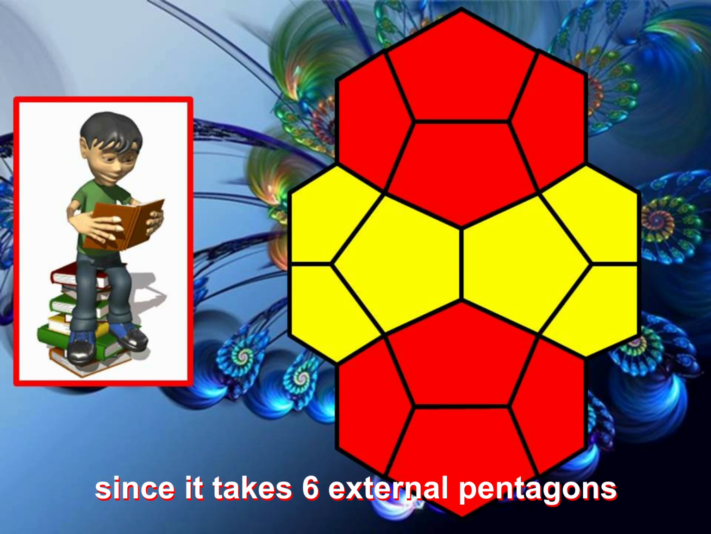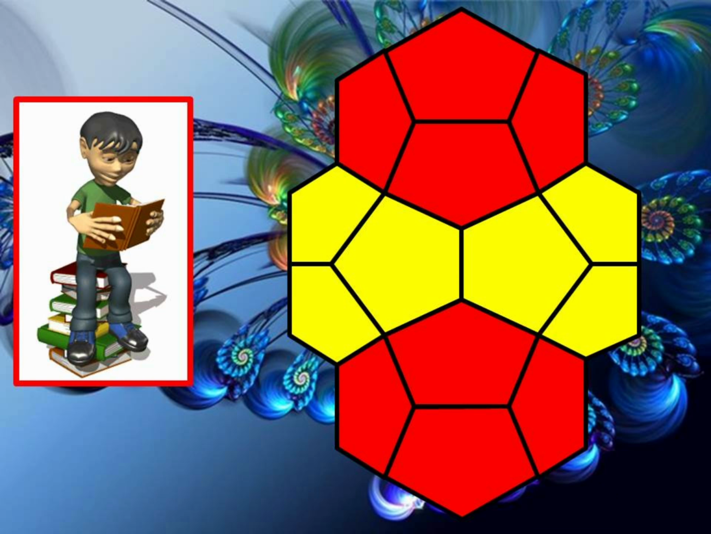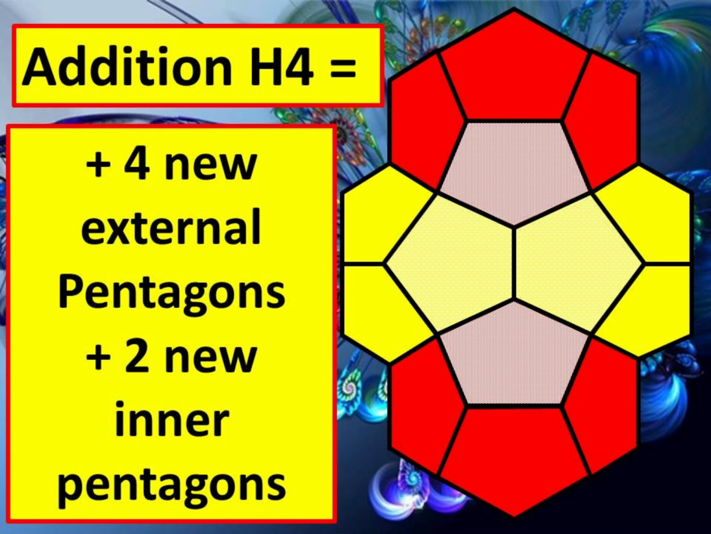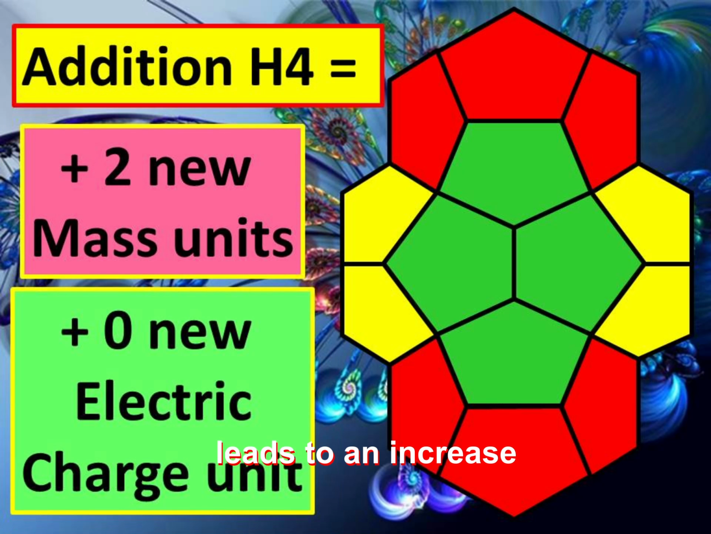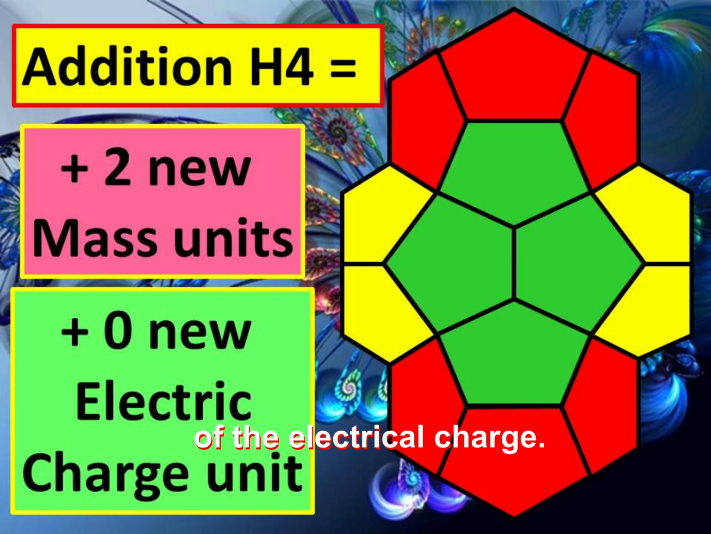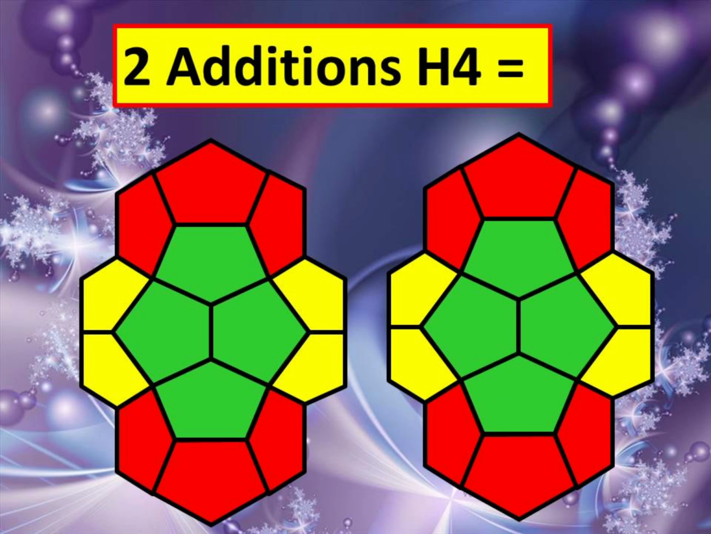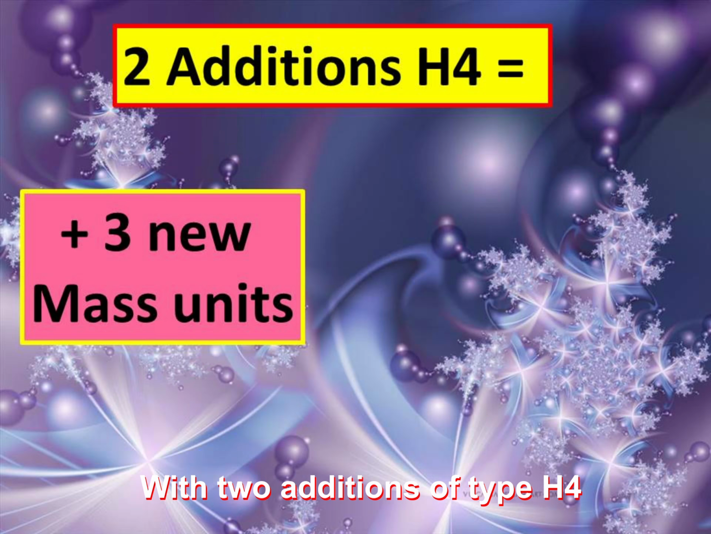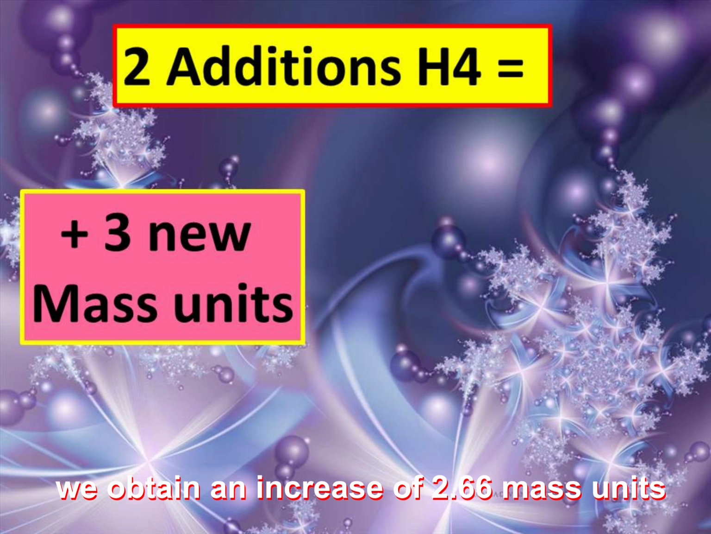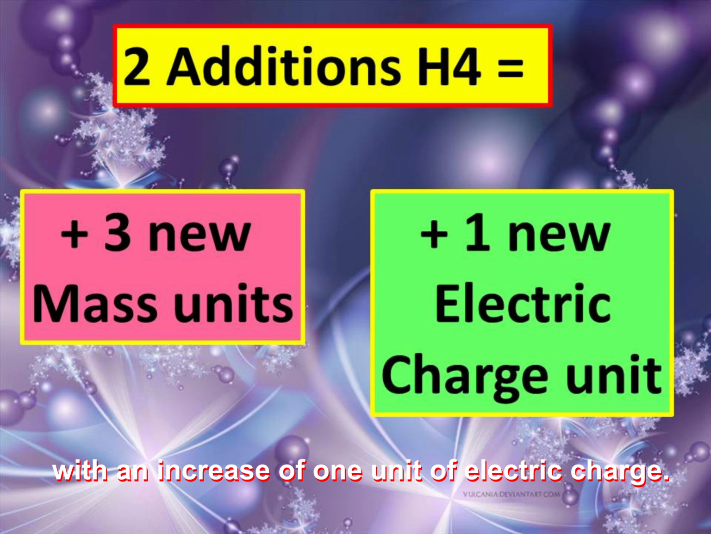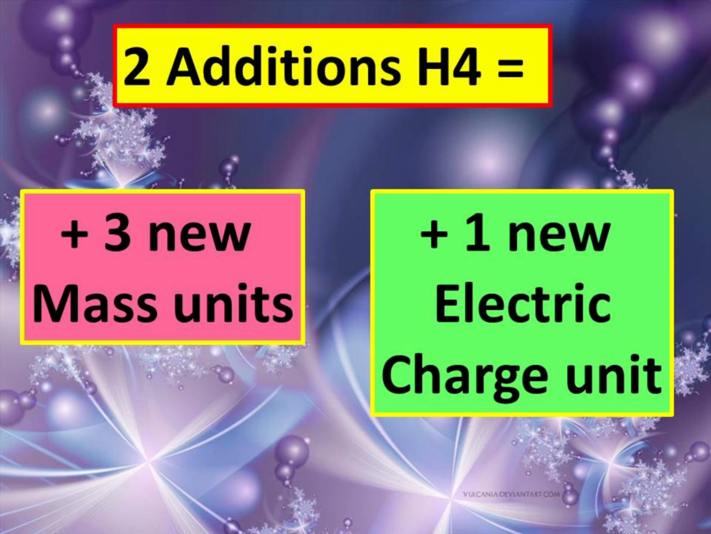Therefore, since it takes 6 external pentagons to have an increase in electrical charge, the addition of type H4 leads to an increase of 2 mass units without modification of electrical charge. Now with 2 additions of type H4, we obtain an increase of 3 mass units with an increase of only 1 unit of electric charge.